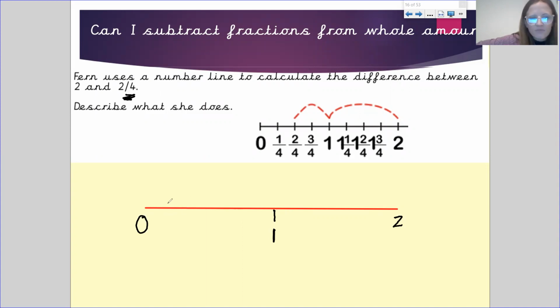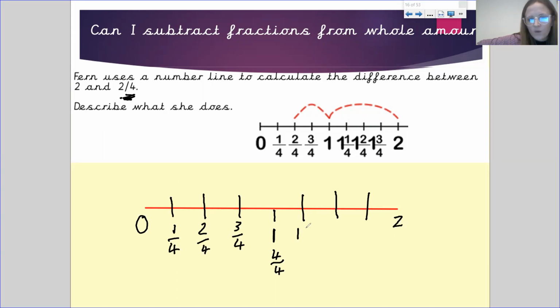So we would break up this number into quarters. And then 1 to 2 is another whole number. This would also be in quarters. Okay, and it says we need to find the difference between 2 quarters and 2. So this would be 1 quarter, that is 2 quarters, that is 3 quarters, and we know that 4 over 4 is the same as 1 whole.